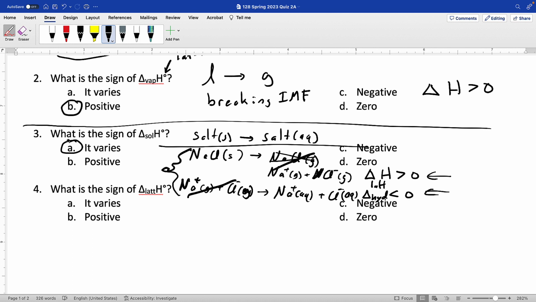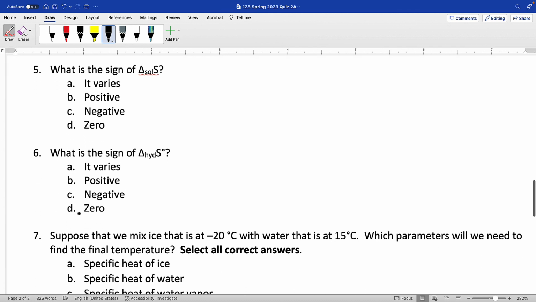Okay. All right, what's the sign of delta H of lattice? We already talked about that. When you break up the crystal lattice to form gas, which is what the lattice reaction is, you got to put energy in, so it's positive. What about delta S of solution? And this is kind of the same thing. So actually, I'll answer this hydration one down here first.